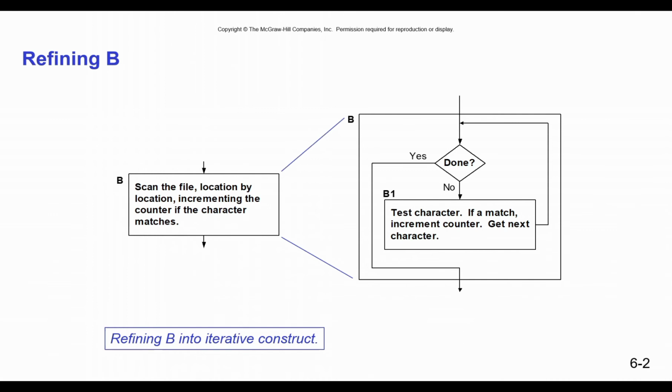If it matches, increment the counter and get the next character. And the last, after the B1 process, it will go back to run B. This process will be repeated again if the result is not done.